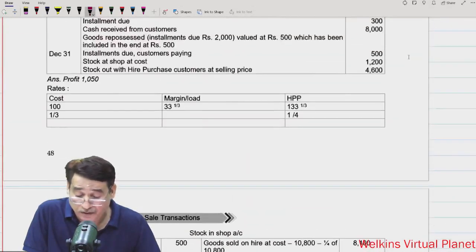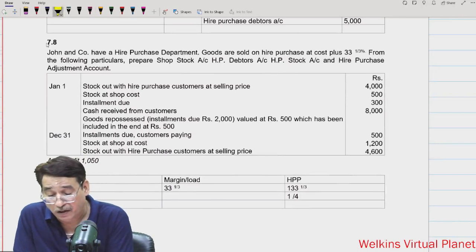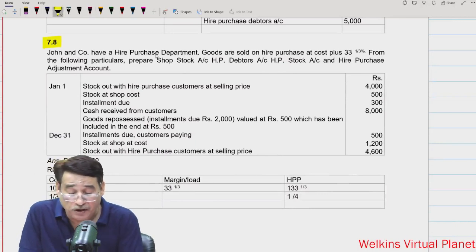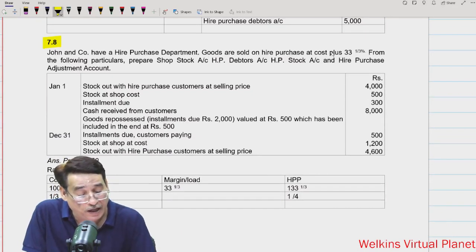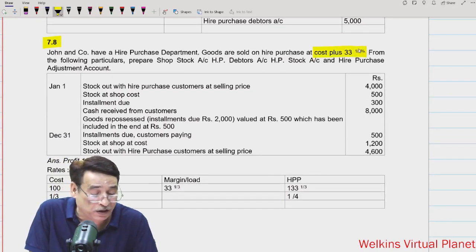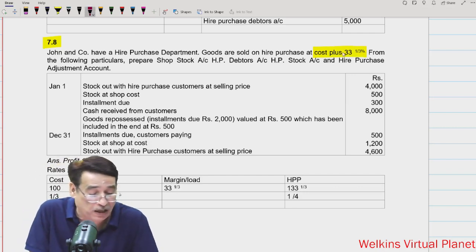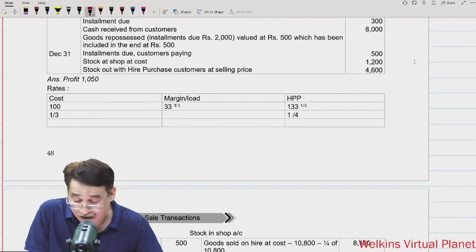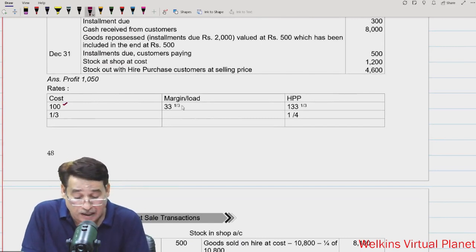Similarly, let me check up if there is anything else in 7.8. John and company have a hire purchase department and goods are sold on hire purchase at cost plus 33 1/3%. I have seen that some of the students actually have a bit of problem when they find the rates are given in this manner. See here, I have clearly mentioned here, cost is 100, margin is 33 1/3.